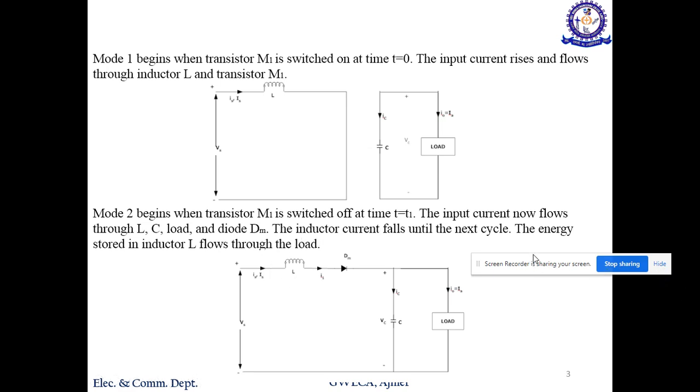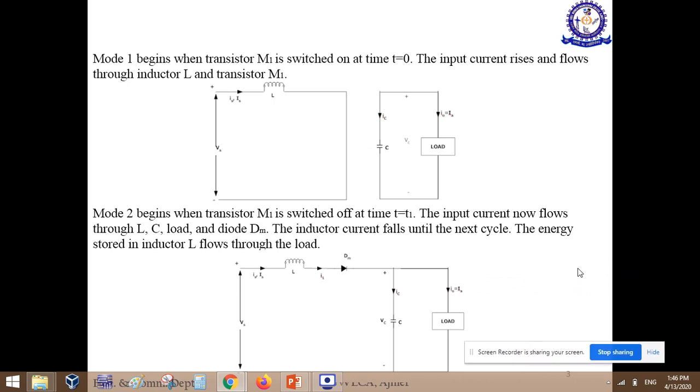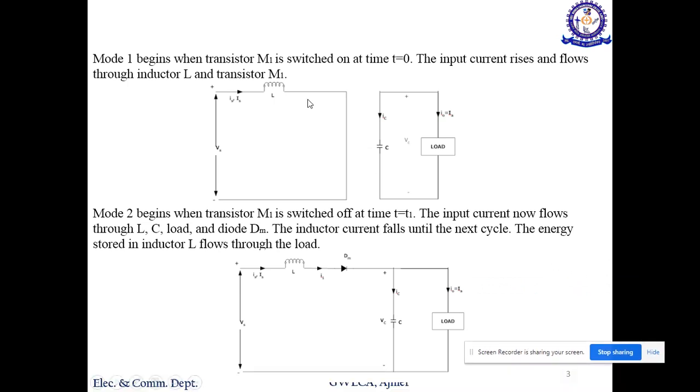So this is the basic working of your boost converter, mode 1 and mode 2. In mode 1, your MOSFET is on, so we have a short circuit, the T on period. In mode 2, the MOSFET is off, the T off period. In the T on period the output voltage is 0. In the T off period the output voltage is always greater than the input voltage, because the output voltage gets the value Vs plus VL.